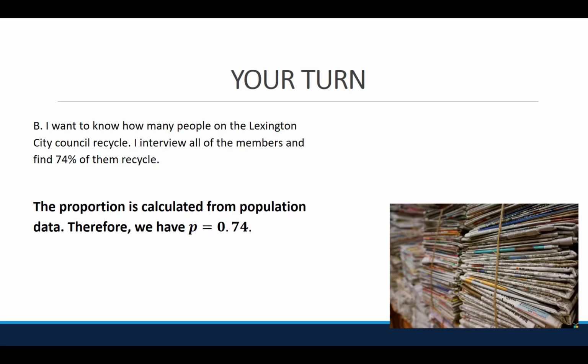I want to know how many people in Lexington City Council recycle. I interview all of the members and find 74% of them recycle. Notice this proportion is calculated from population data. Therefore, we have p is equal to 0.74. This concludes the 6.1 notes.